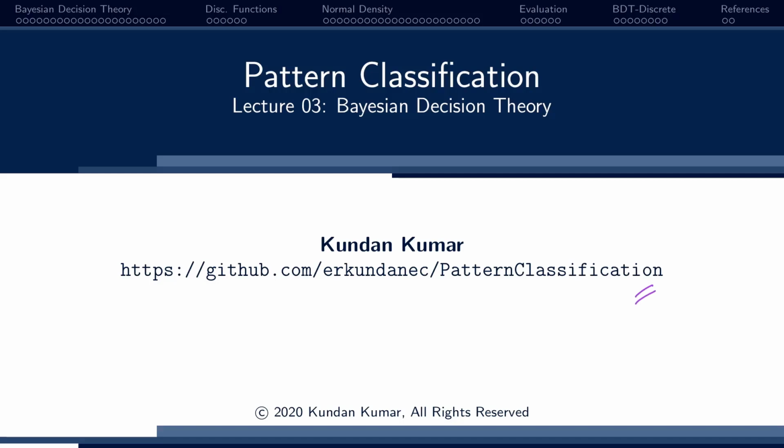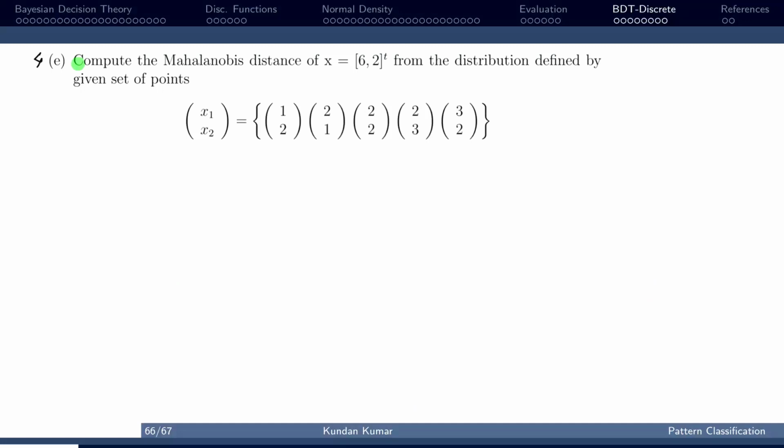In this lecture, we will be solving some problems on Bayesian decision theory, discriminant functions, and the normal density that we have studied in the last few lectures. So let us see this problem.